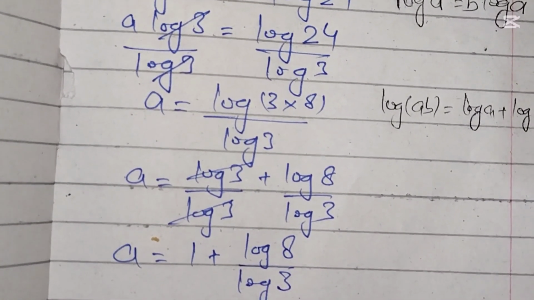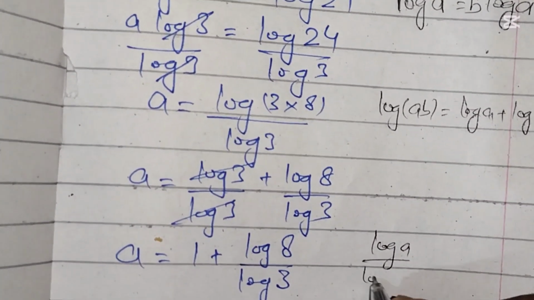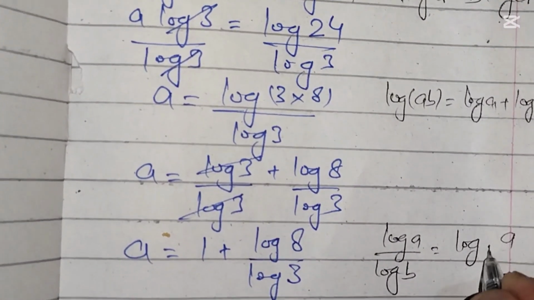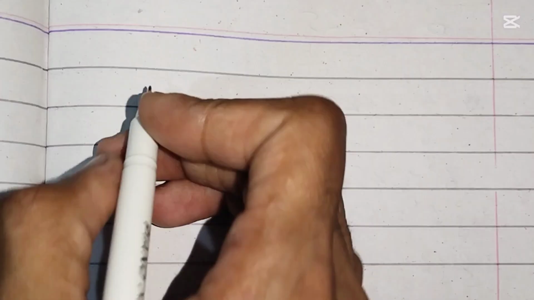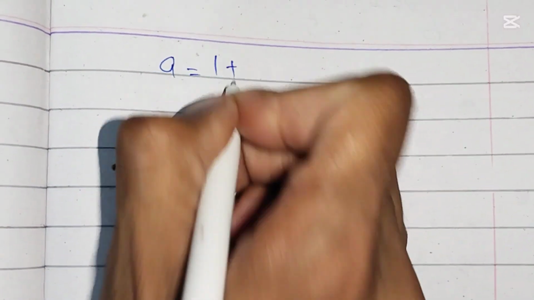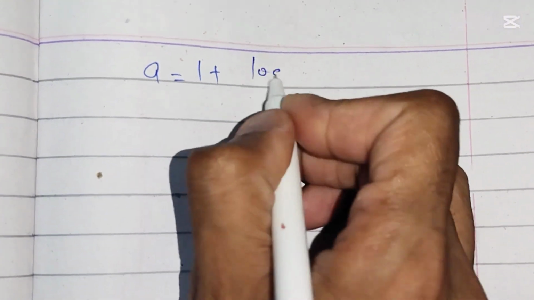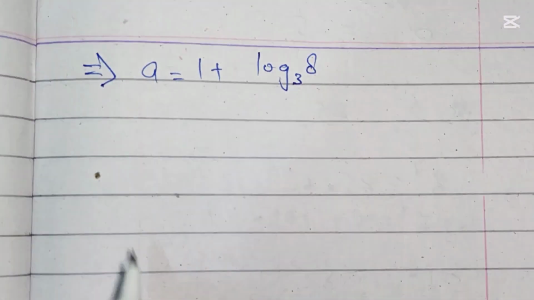We'll use a formula for this: log of a over log of b is log of a with the base b. So a equals 1 plus log of 8 with the base 3. This is the final value of a.